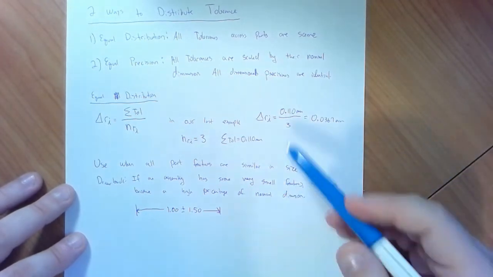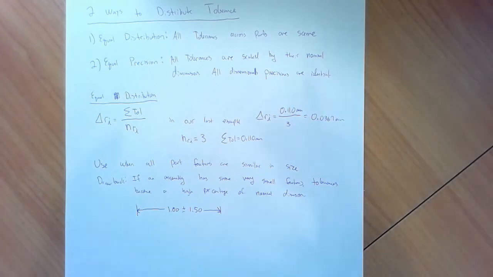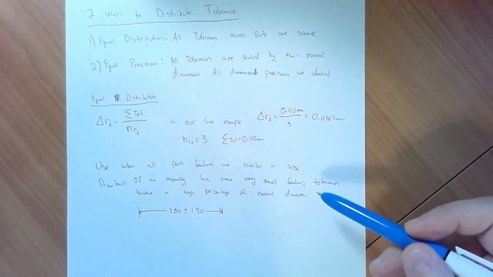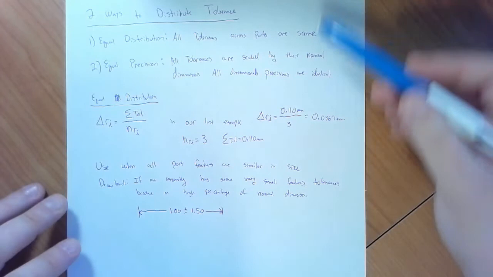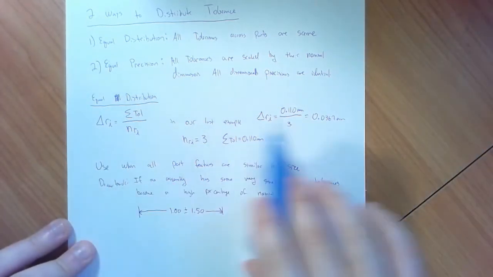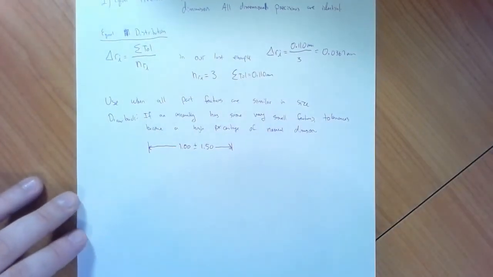So you want to check for that, and if parts are different sizes, usually an order of magnitude bigger or an order of magnitude smaller in your tolerance stack up, then you probably don't want to use this. But for situations where everything is the same size, equal distribution is mathematically very, very simple to do, right? It's just one step.